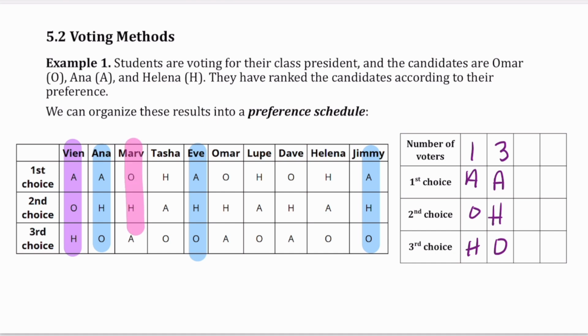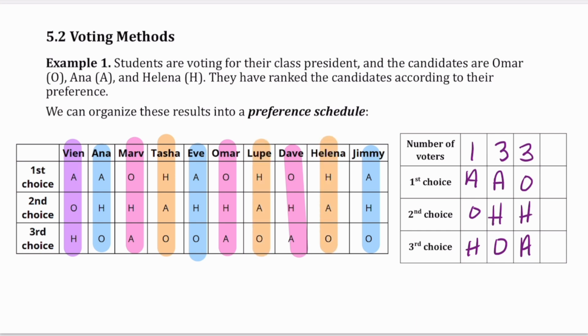We'll write down the order, A, H, O, and 3 voters choosing that order. Next, we have Marv, who voted for Omar in first choice, Helena for second choice, and Anna for third choice. There are 3 others who voted that same order. And the last one that we're looking at is Hannah, Anna, and then Omar. There are 3 people who voted that order as well.